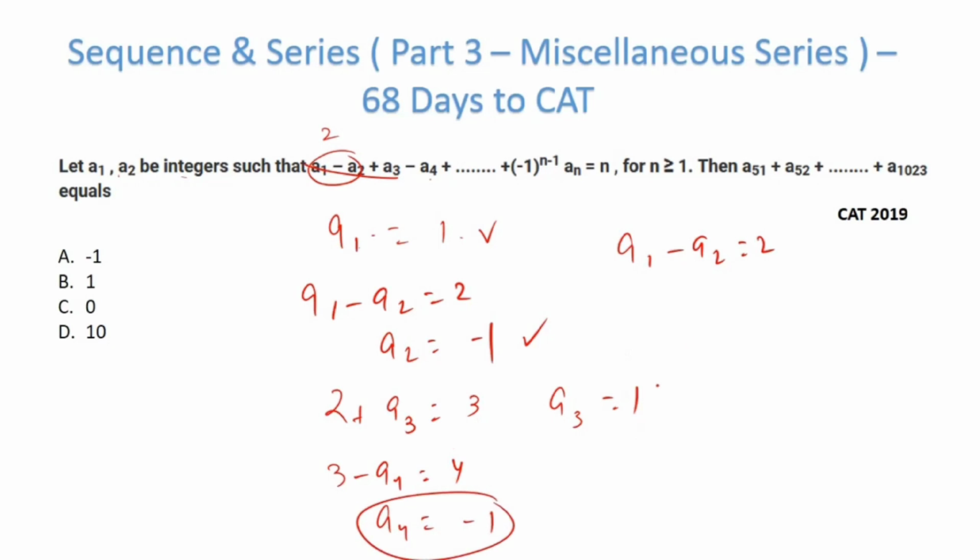So you can see that there is this pattern repeating. A1 is equal to 1, A2 is equal to minus 1. So if I add consecutive terms, odd and even term, that becomes 0, right? It finally will leave me one odd term, which is 1023, and we know that the odd term here is 1. Hence the answer to this question is option B.